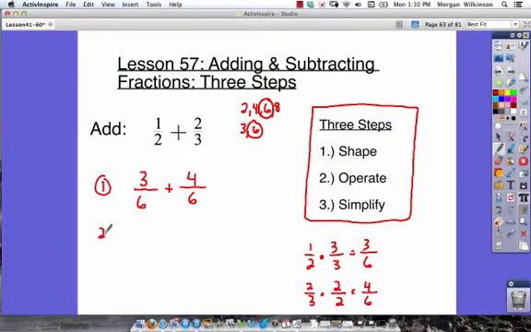Step 2 is operate. That just means perform the operation. In this one we have addition. So we're going to get 3/6 plus 4/6. That's equal to 7/6. Okay, we've done the operation.